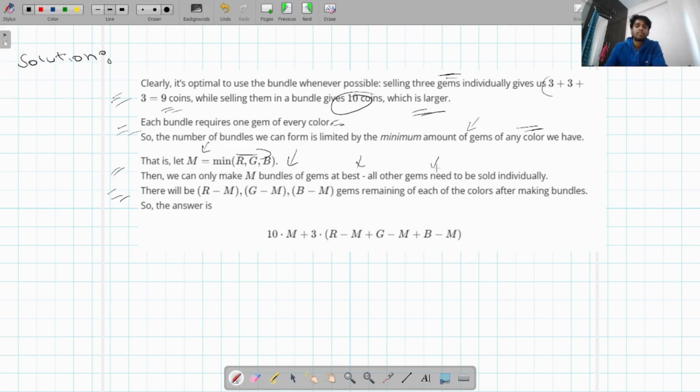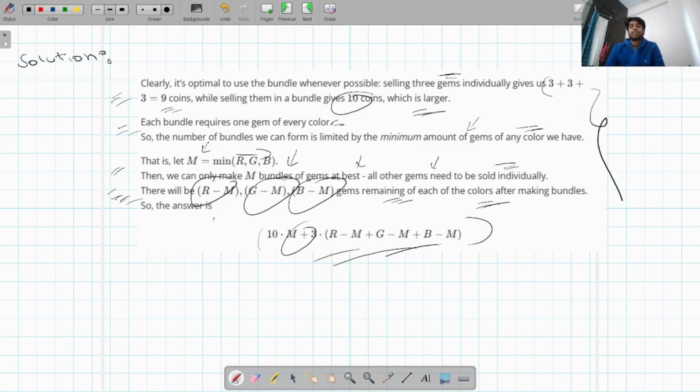At best, all the remaining gems need to be sold individually, right? So there will be R minus m, G minus m and B minus m gems remaining of each of the colors after making bundles. So the answer would be 10 times m plus 3 times (R minus m plus G minus m plus B minus m), right? Simple ad hoc solution, guys.